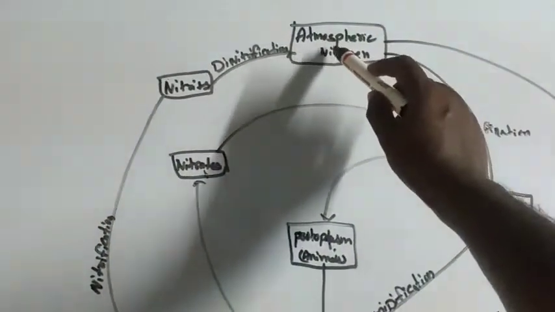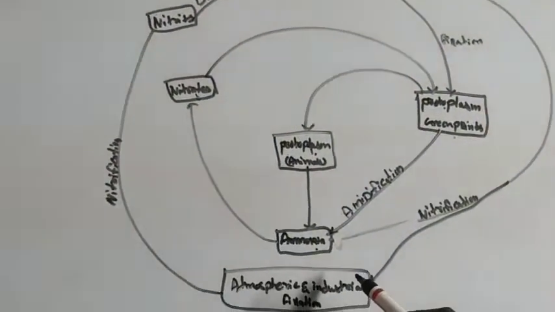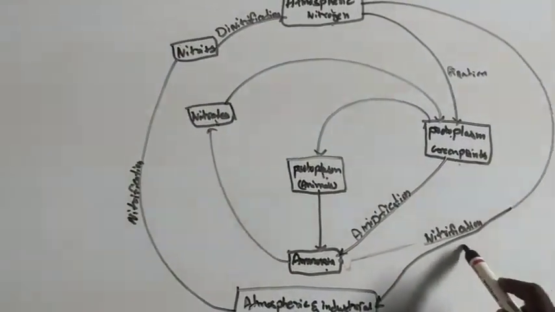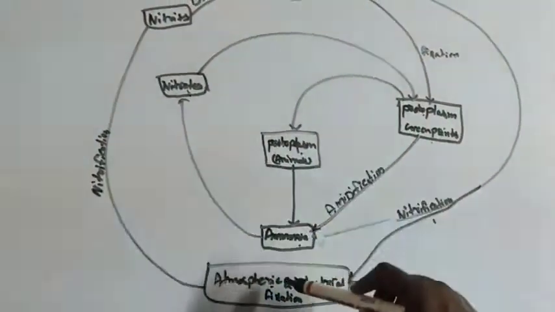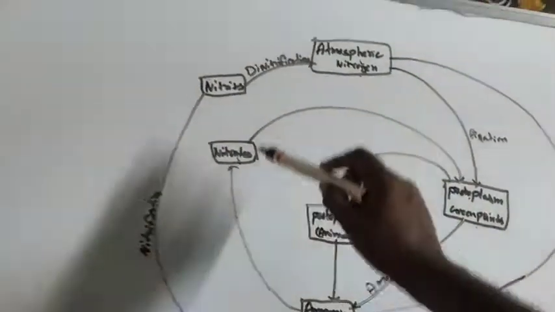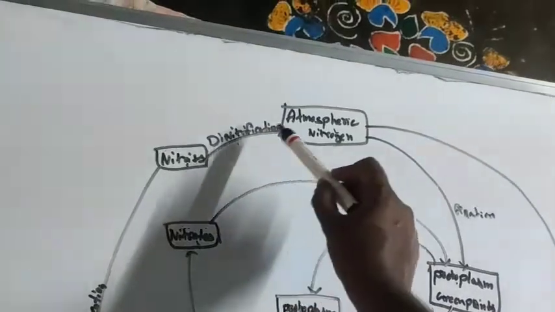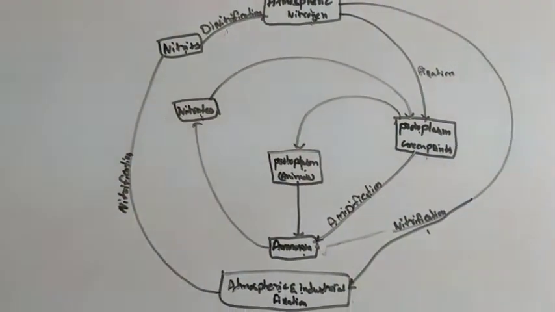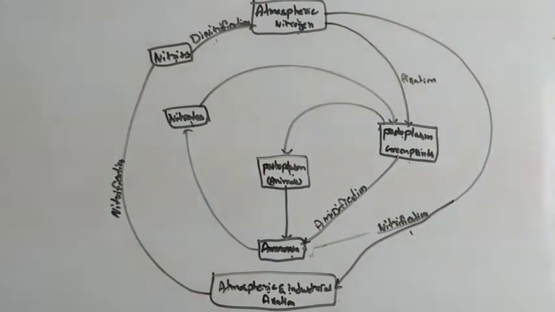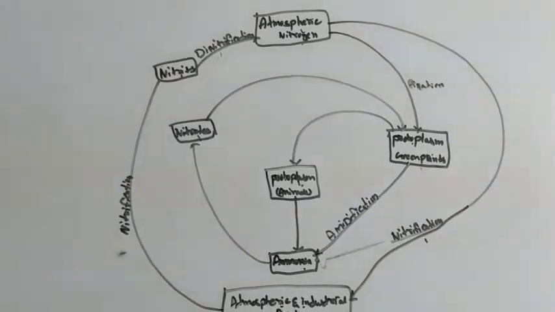Another step is that atmospheric nitrogen will be fixed by atmospheric and industrial fixation. Through the process of nitrification, this fixed nitrogen will be converted into nitrites, and these nitrites, by the process called denitrification, will be converted into gaseous nitrogen and given back into the atmosphere. This is nitrogen fixation, and the end of our chapter.